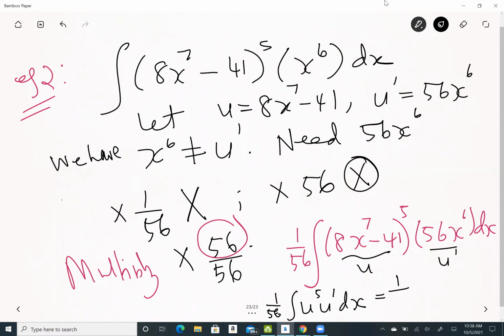It's equal to 1 over 56 times u to the power of 6 divided by 6 plus c. Then you put back the u, which is equal to 8x to the power of 7 minus 41. That will be our final form: 1 over 56 multiplied by 8x to the power of 7 minus 41, everything to the power of 6, divided by 6.